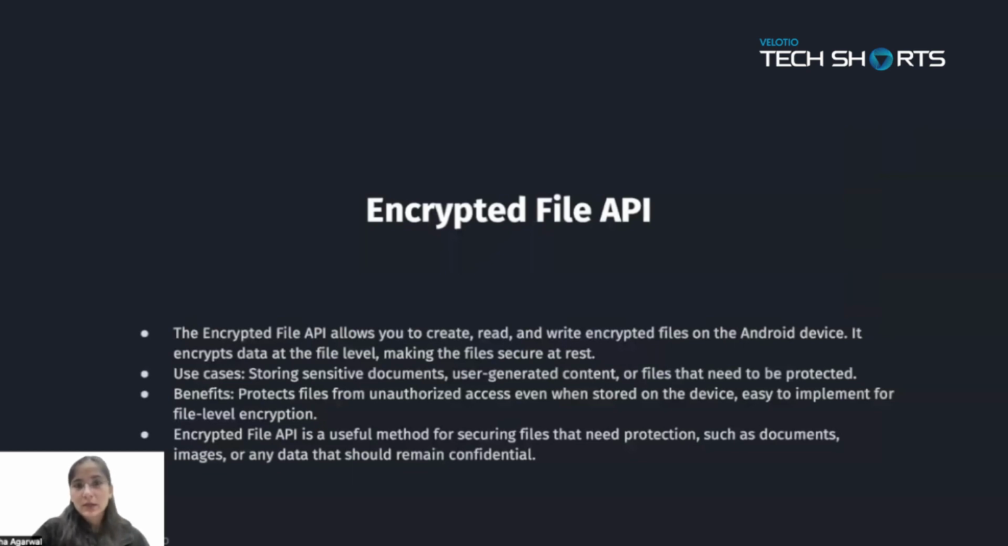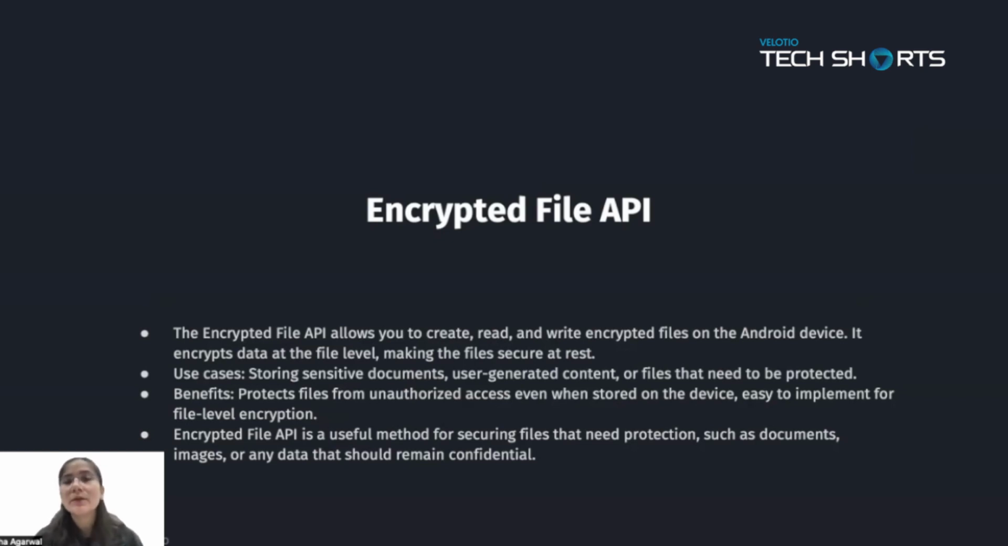The next part is the encrypted file API. As we talked about, this basically allows you to create, read, and write encrypted files on the Android device. It encrypts data at the file level, making the file secure at rest. Whenever we want to store some sensitive documents, user-generated content or files that need to be protected, this is the way to go. The benefits you get from this is it protects your file from unauthorized access, even when they are stored on the device, and it is easy to implement for file-level encryption.